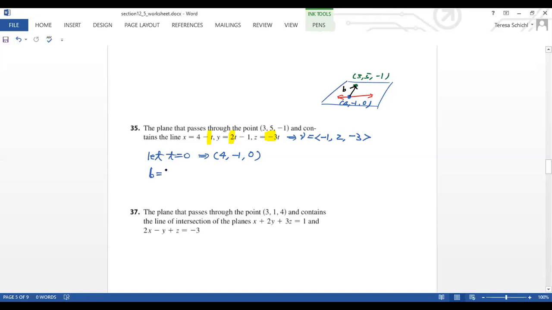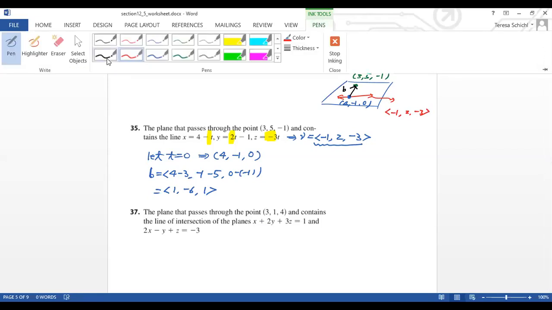So it will be 4 minus 3, then -1 minus 5, and 0 minus -1, right? So this B vector is going to be 1, -6, and 1. Then for my A vector, because this is my directional vector, the directional vector is -1, 2, -3.